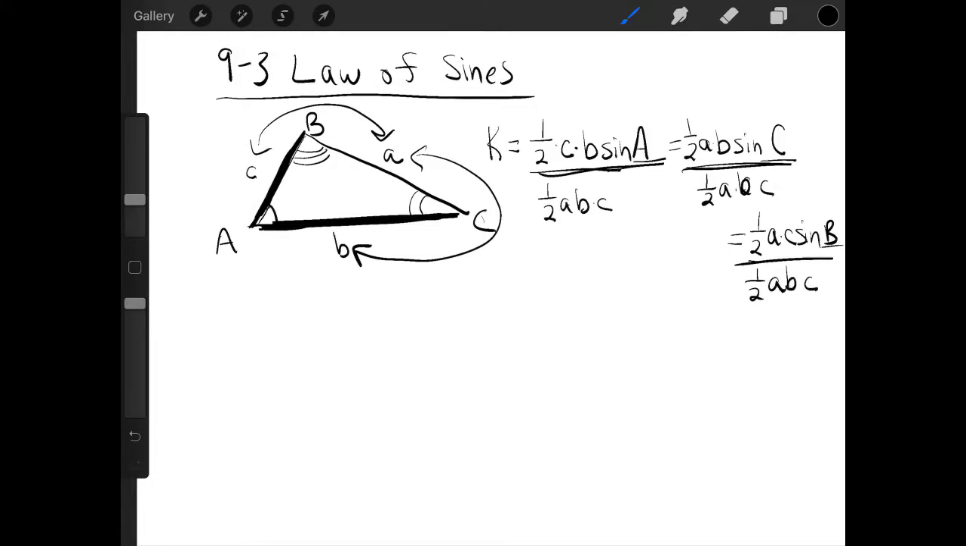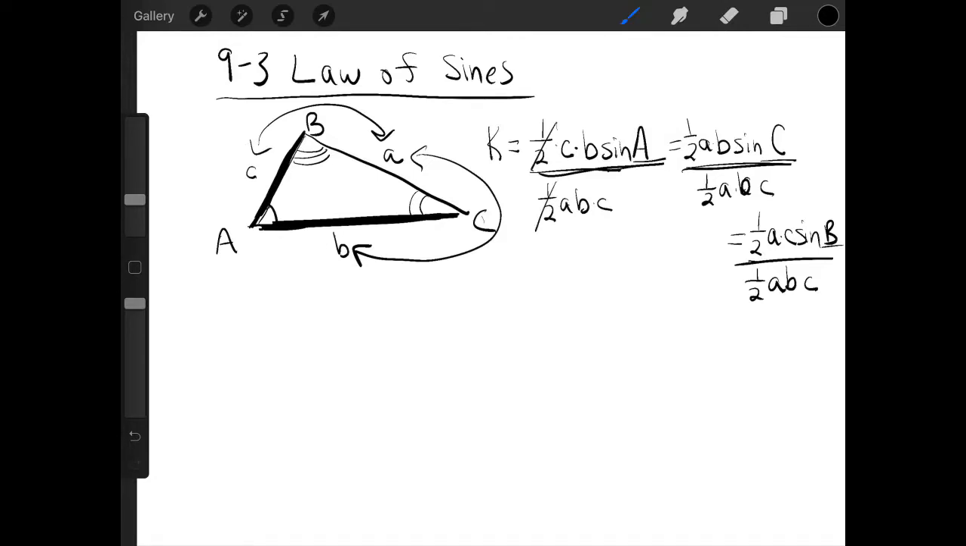Am I dividing by 0? Could a be 0? Could b be 0? Or could c be 0? Think about that a minute. They cannot be zeros because they are all lengths of a side of a triangle. So none of them could be 0, so we're okay. So let's see what happens here.